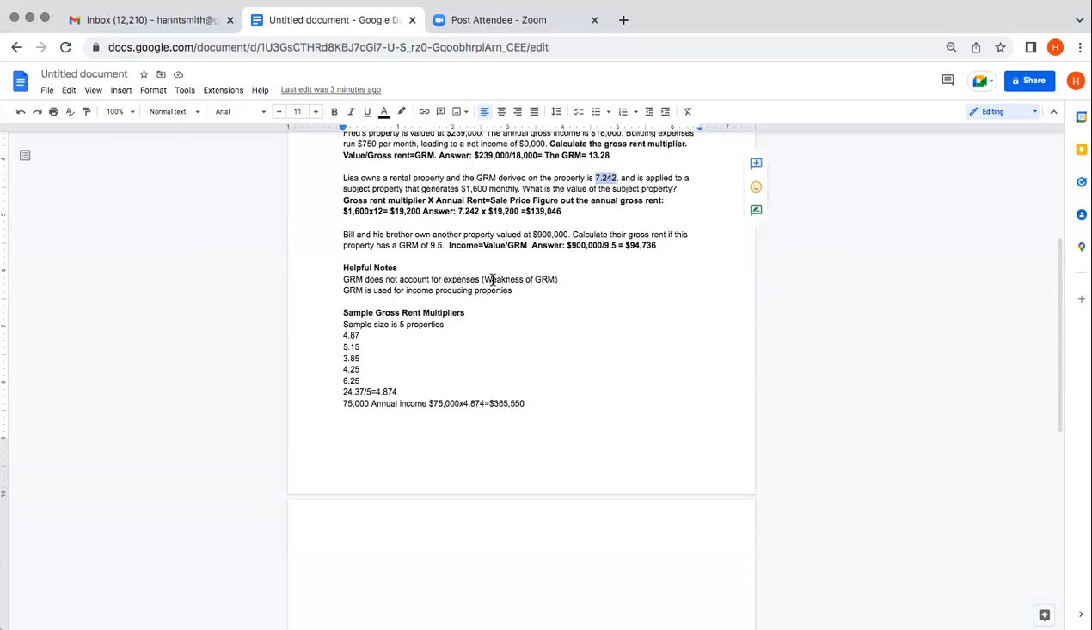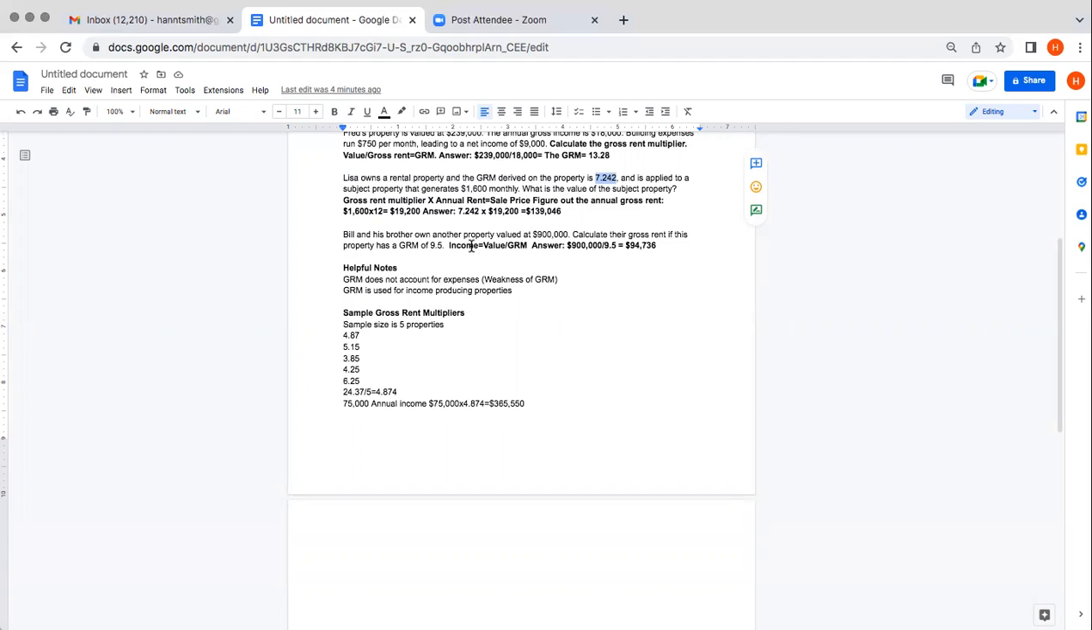Now, this one here, we're looking for the income, so we have the value and the gross rent multiplier. Bill and his brother own another property valued at $900,000. Calculate their gross rent if the property has a GRM of 9.5. So we've got the equation: income equals value divided by gross rent multiplier. We know the property is worth $900,000, and we're going to divide that by the 9.5 gross rent multiplier. We will get an answer of $94,736. So again, there's only three ways you can do it.